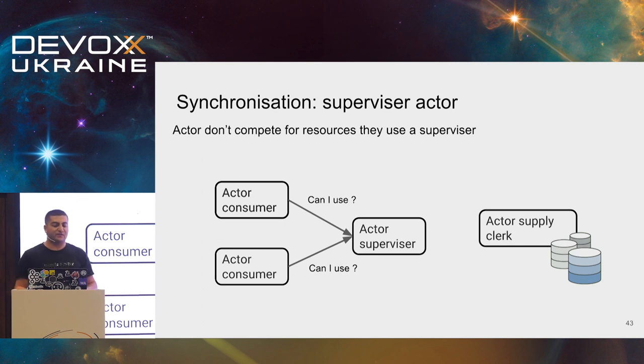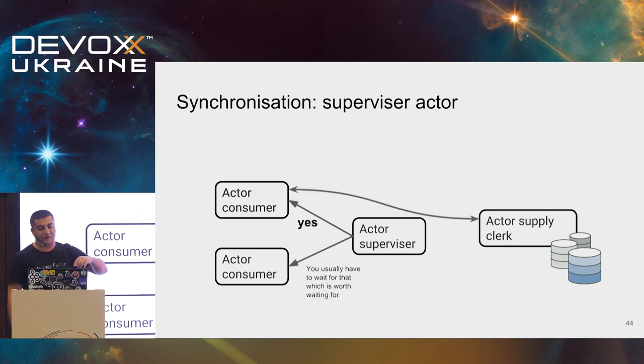Where we have to create an actor supervisor, to which the two actor consumers will send a message, like, can I use the resource, okay? The actor supervisor tells one of them yes, and tells the other actor consumer, no, it's not your turn, okay? And so it's like a lock. So when it's yes, the actor consumer can access the actor supply clerk.